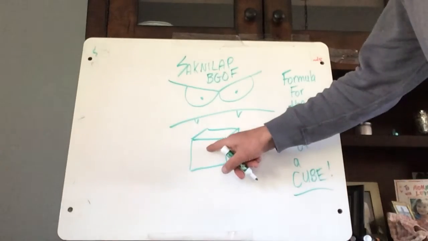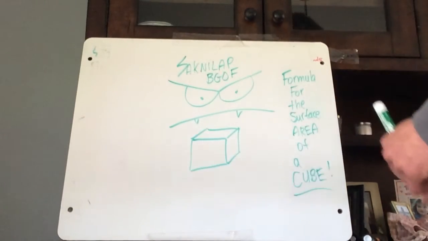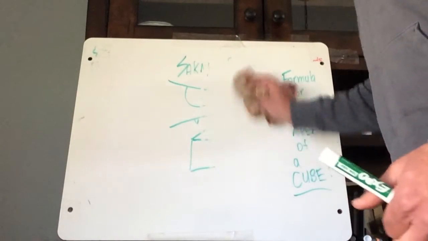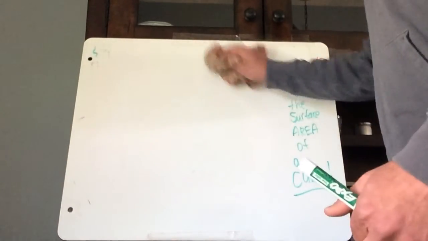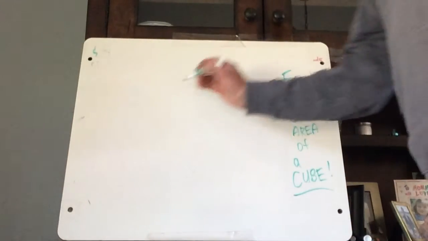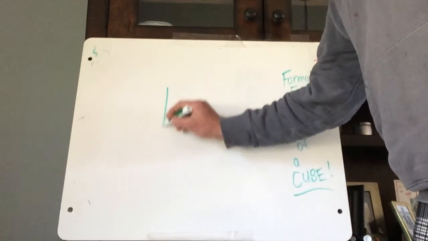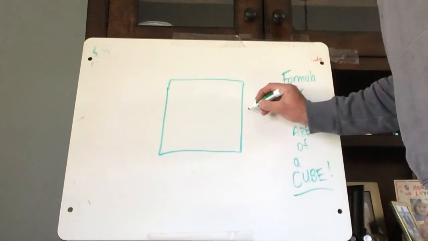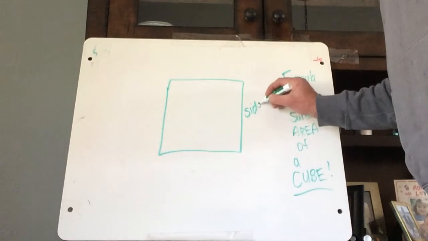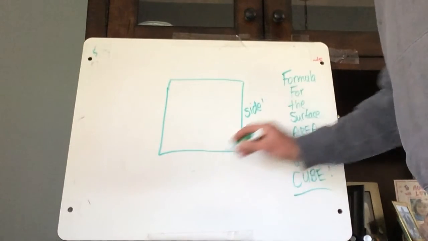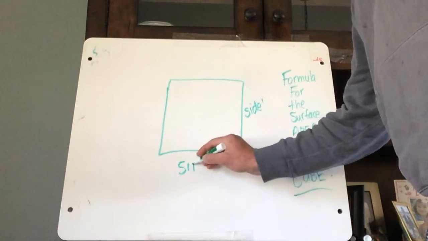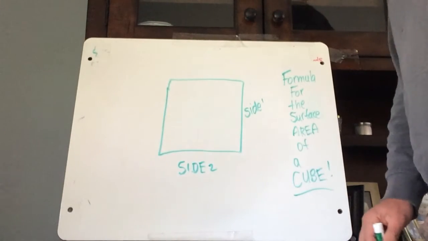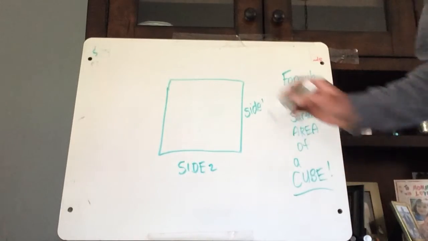Now, if you don't know how to draw a three-dimensional cube yet, I think it's a good idea to start learning because it is something you're going to be using quite often in your life. So let's start with a face. I'm going to call this one side 1. I'm going to call this one side 2. And I'm going to call them this for a reason. You're going to see very soon.